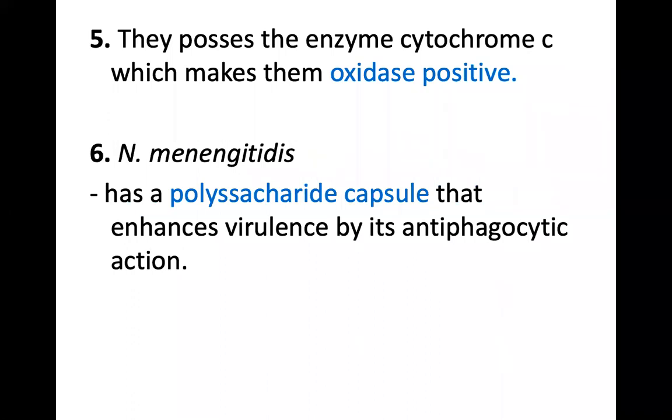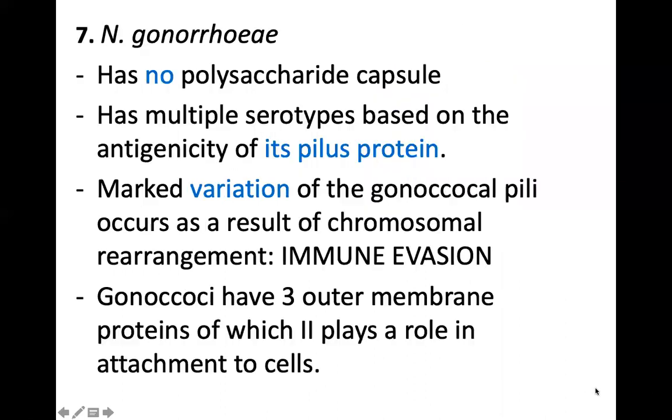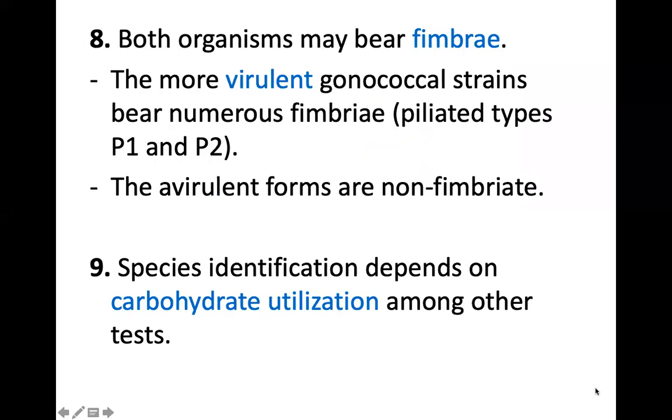For meningitidis species, it has a polysaccharide capsule that enhances its virulence because of its antiphagocytic nature. Both organisms may bear fimbriae. I'm saying may because within the two species, there are certain strains that are virulent. Those strains usually don't have fimbriae.